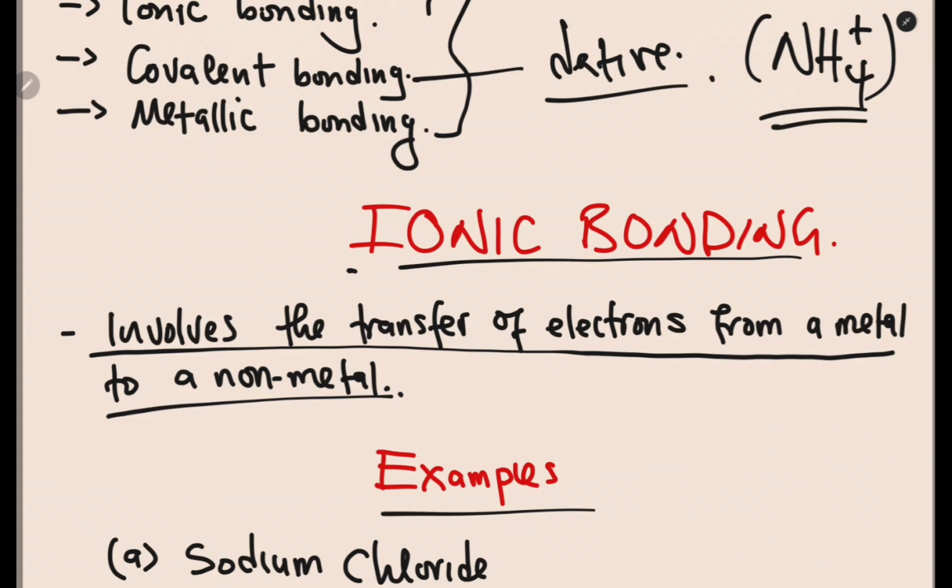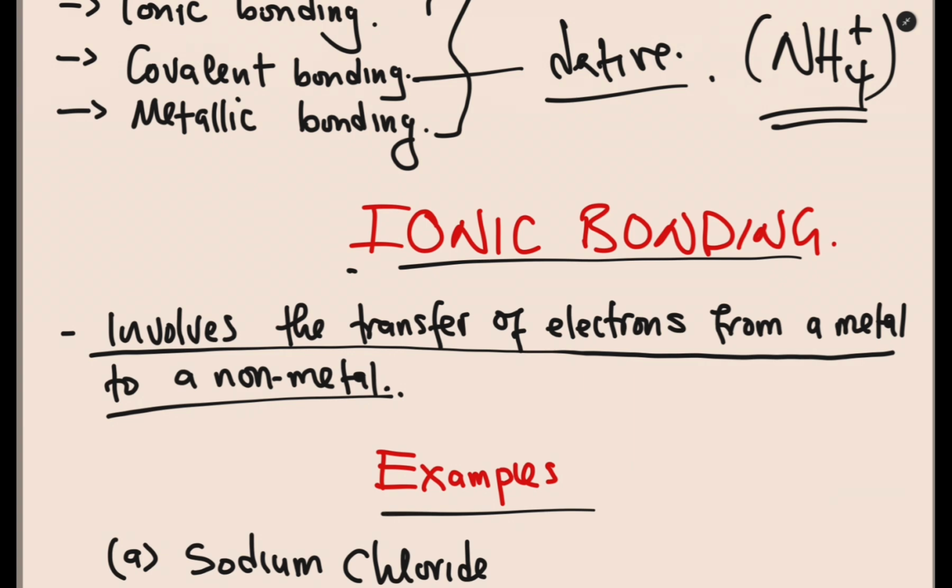So one thing that you are going to find in the papers or questions is that you might find a question: what type of bond is formed between metals and non-metals? The bond that forms between non-metals and metals is called ionic bonding. And this occurs when metals transfer.